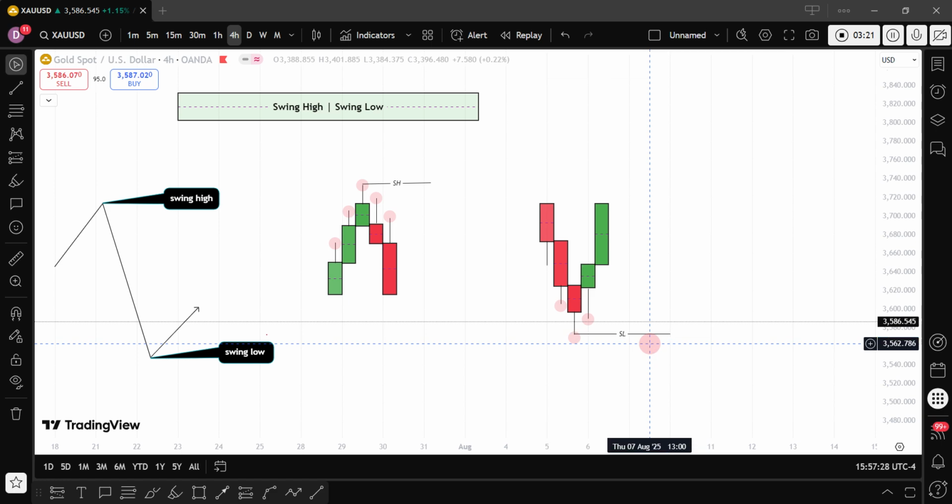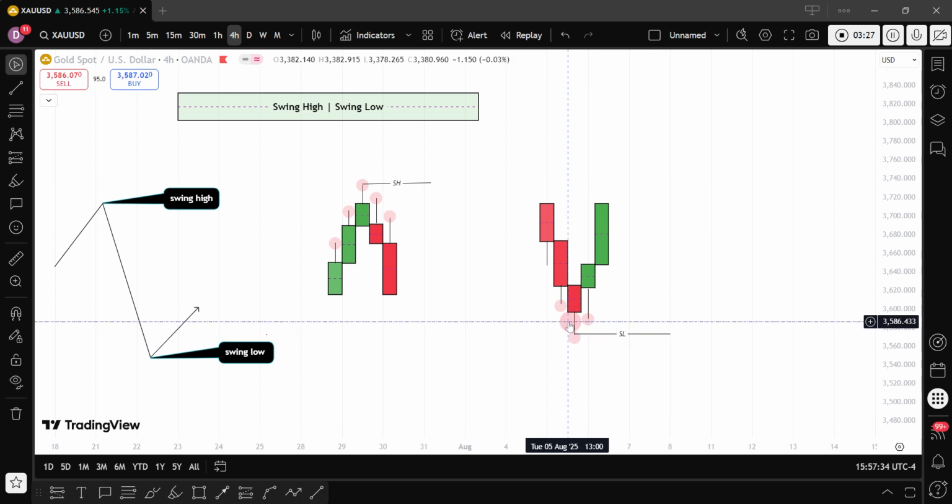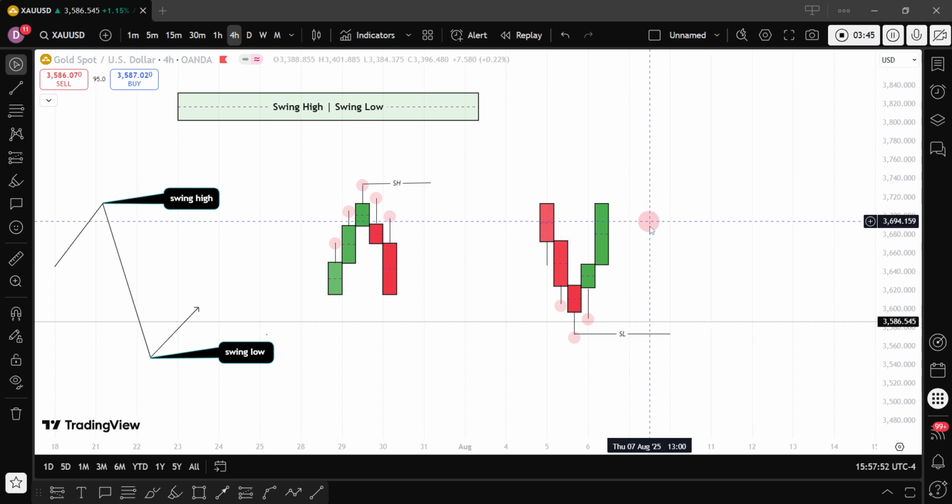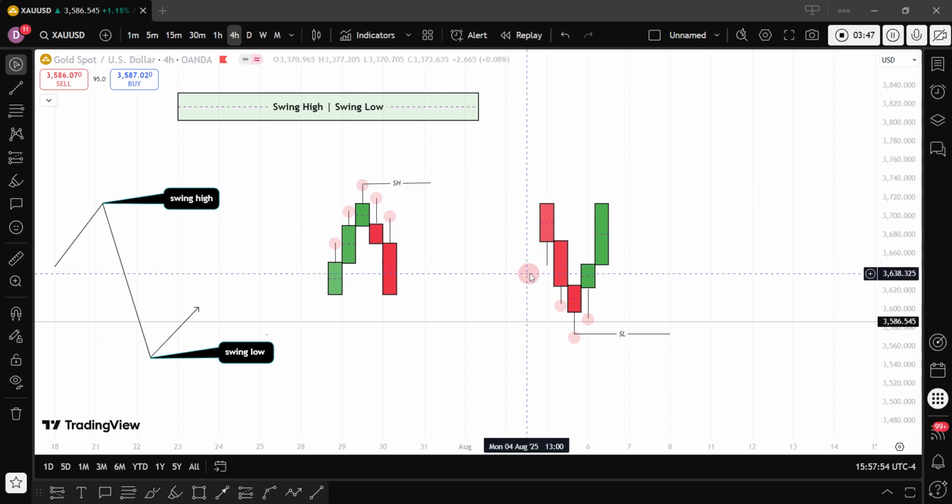So this indicates a point where selling pressure was overcome by buying pressure. As you can see, sellers here were in control. Now the buyers, or the bulls, came into the market and reversed the direction. I guess that's all. Now let's look at why these swing highs and swing lows are important.